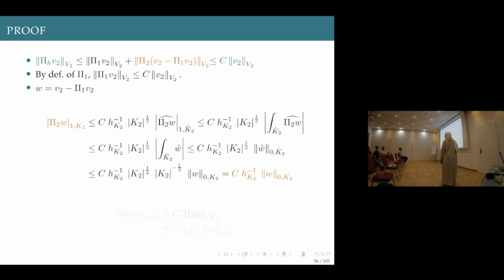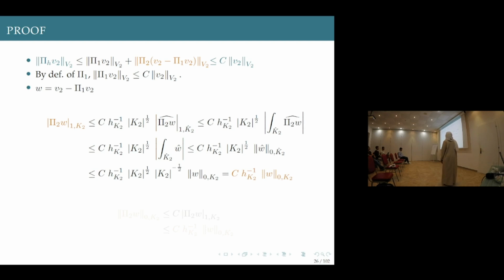So we have that the H1 semi-norm of pi 2 omega, when you map the norm to the reference element, we pay h to the minus 1 here, and we gain a square root of measure of K2. And then in the finite dimensional spaces, norms are equivalent, so this is equivalent to this norm that we showed in the beginning, it's a norm. And by definition of pi 2, the integral of pi 2 omega hat is equal to the integral of omega hat. We also showed that in the beginning.